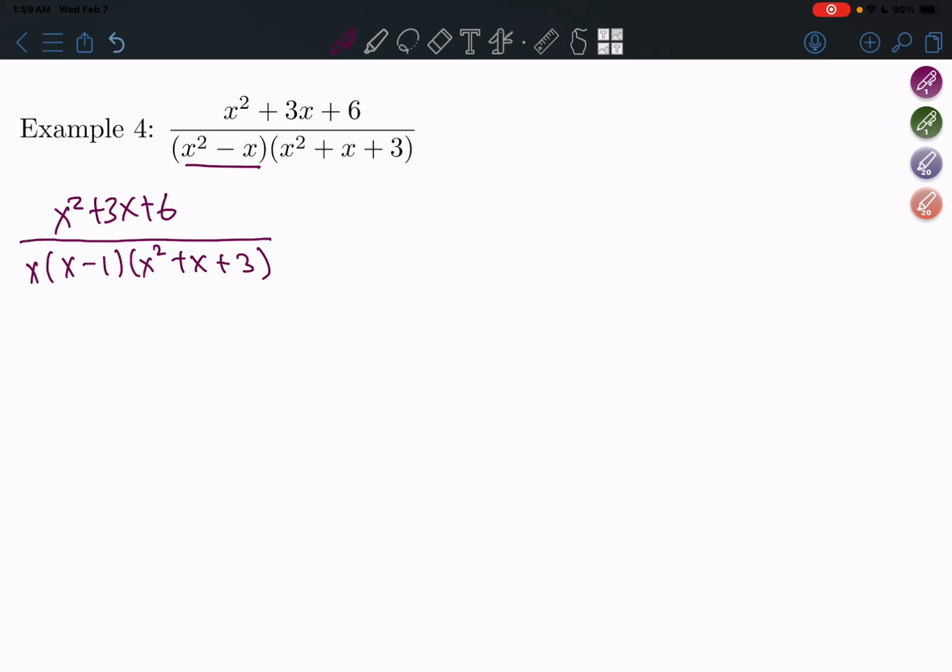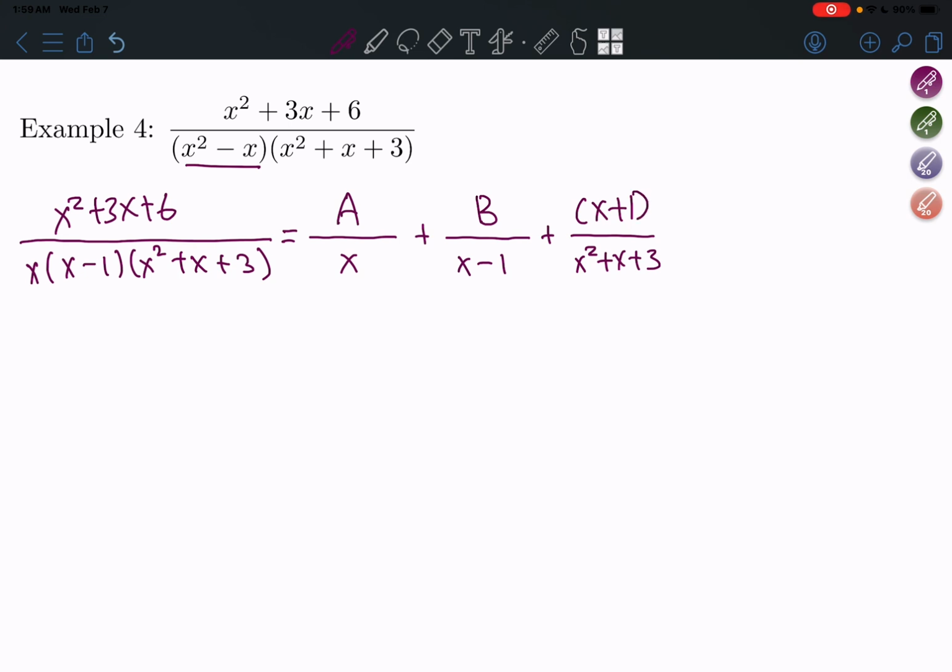So here, my setup is going to look like x plus x minus 1 plus x squared plus x plus 3. And the first one is a linear term, so one letter. Second is another linear term, so another letter. Third is a quadratic, right? Another letter, 2 letters, cx plus d.